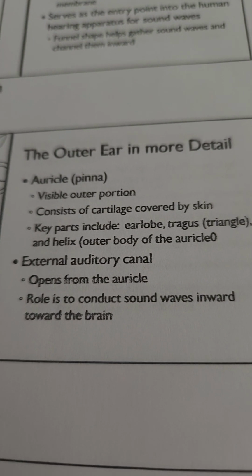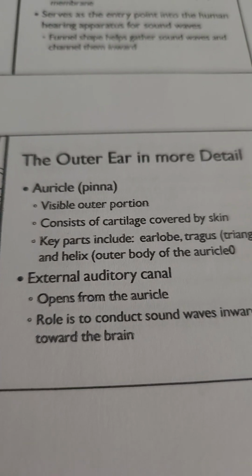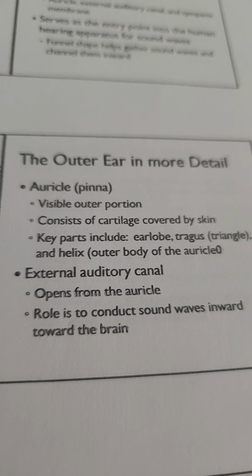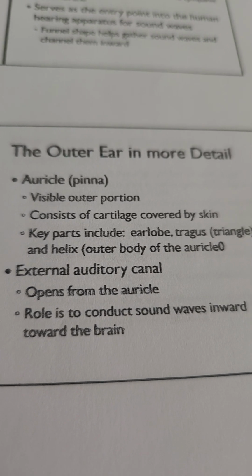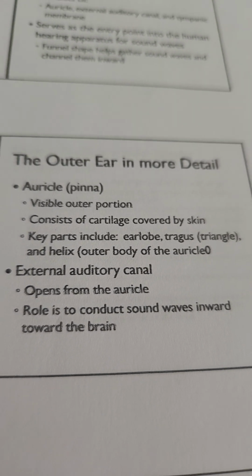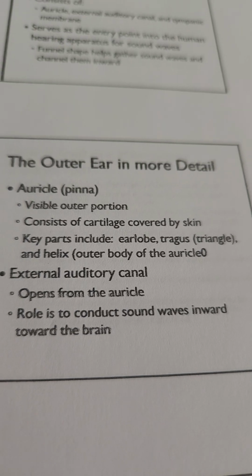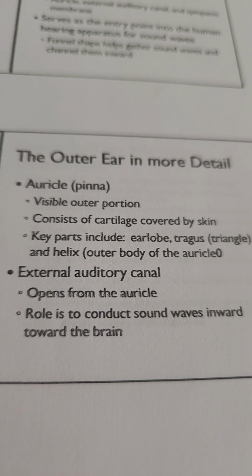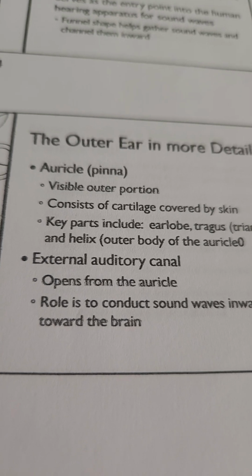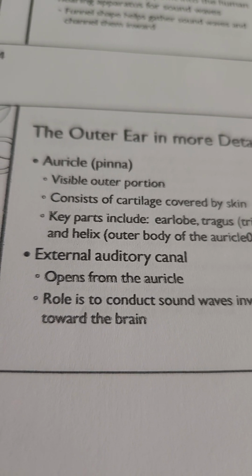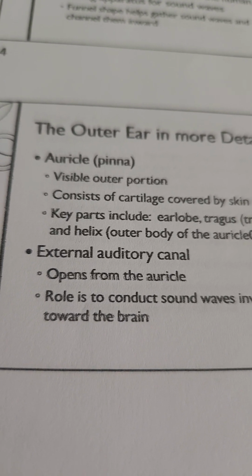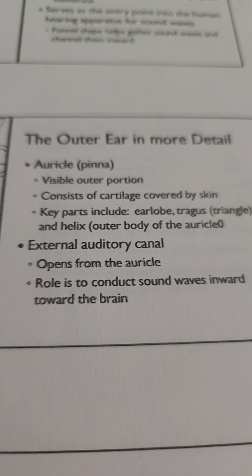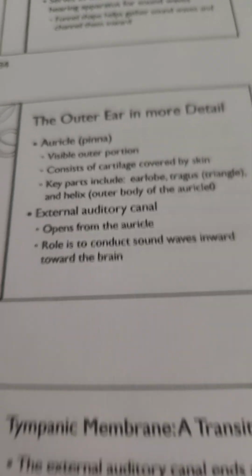The outer ear includes the pinna, or the auricle. The visible outer portion consists of cartilage covered by skin. Key parts include your earlobe, tragus, triangular fossa, and helix, the outer body of the auricle. The external auditory canal opens from the auricle. Its role is to conduct sound waves inward and towards the brain.